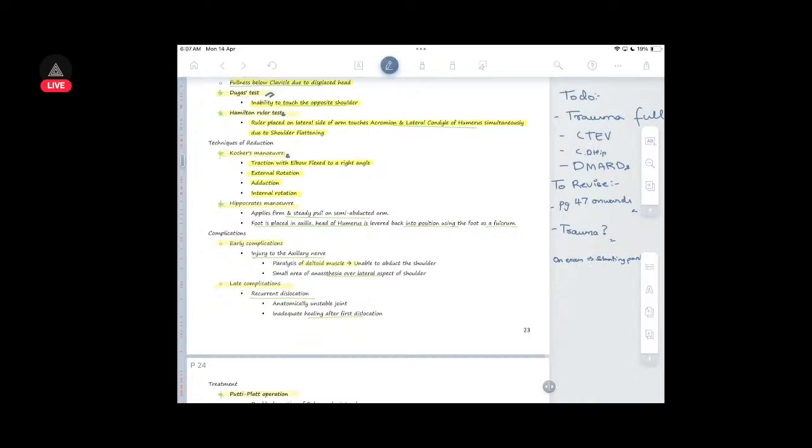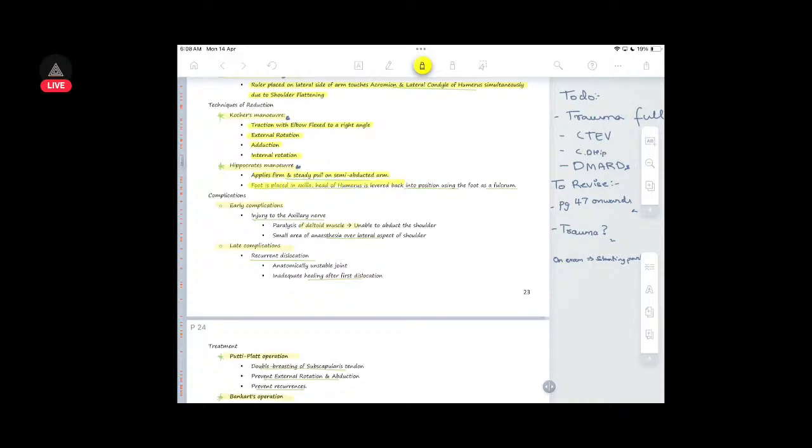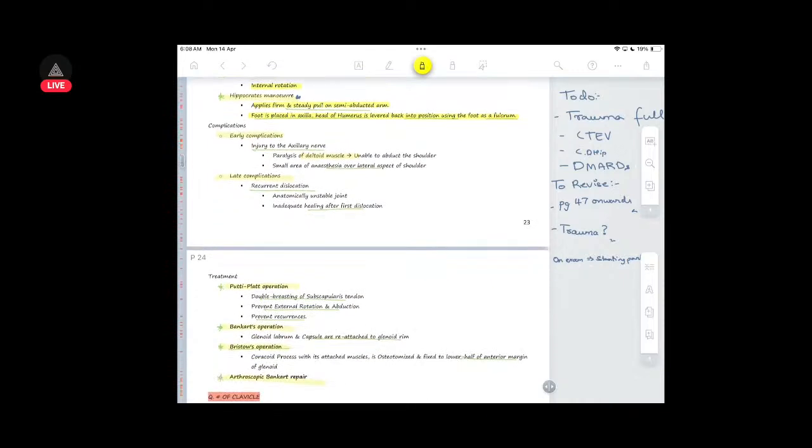Then you have the Hippocratic maneuver, wherein there is firm pressure and steady pull on the semi-abducted arm. The foot is placed in the axilla and the head of the humerus is levered back into position using the foot as a fulcrum. That is the Hippocratic maneuver. You apply a firm and steady pull on the semi-abducted arm. The foot will be placed inside the axilla and the head of the humerus is levered back into position using the foot as a fulcrum.